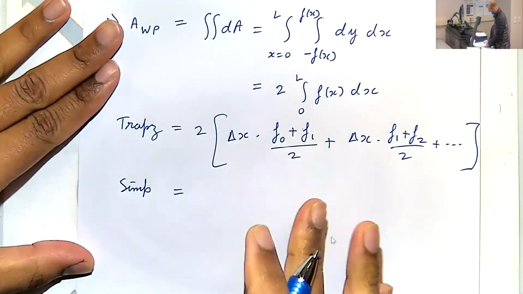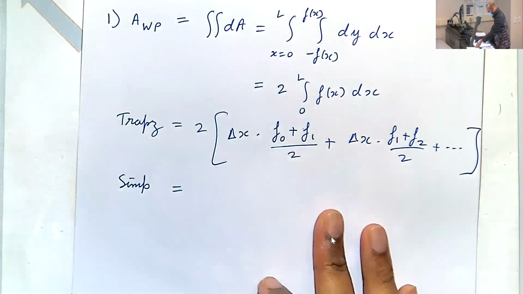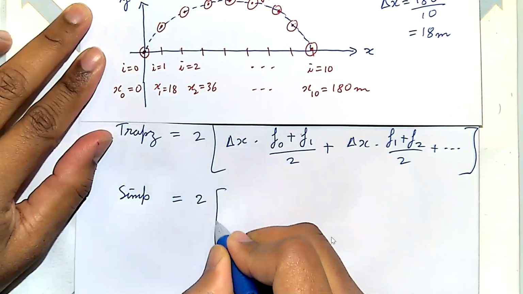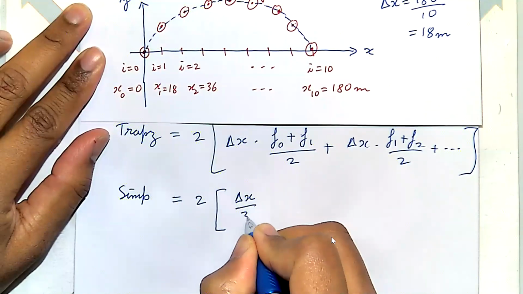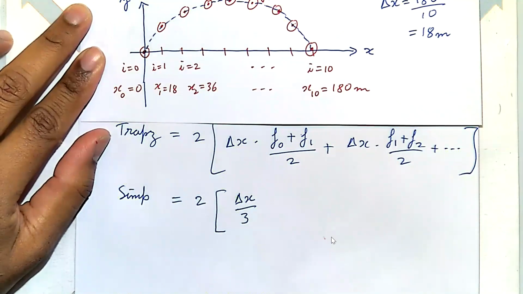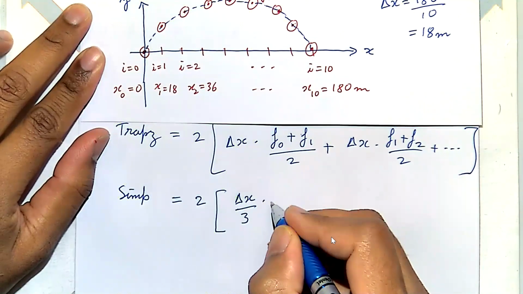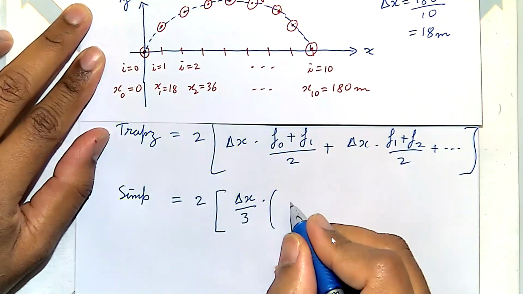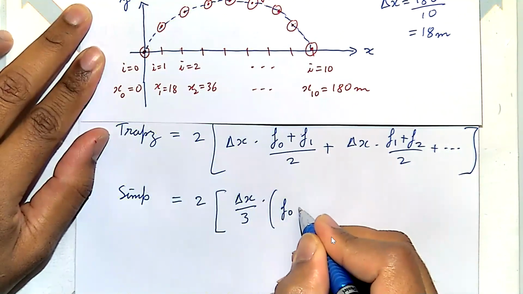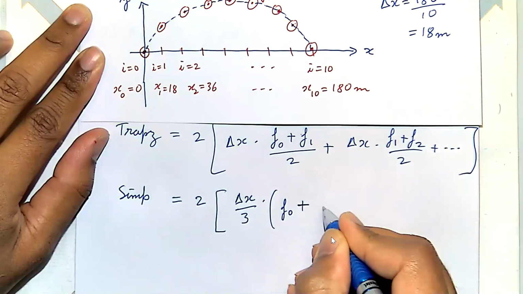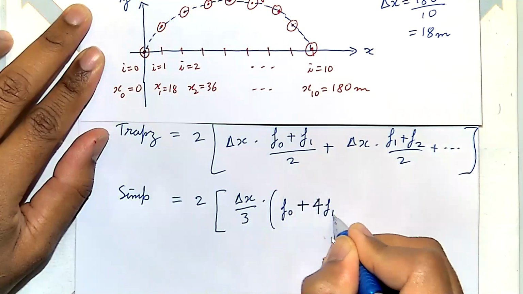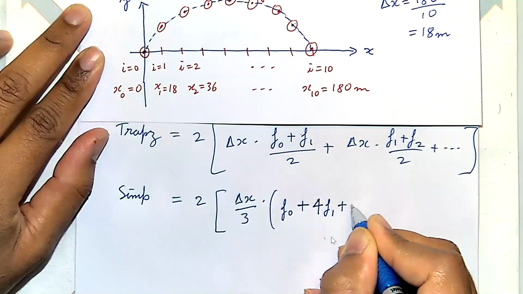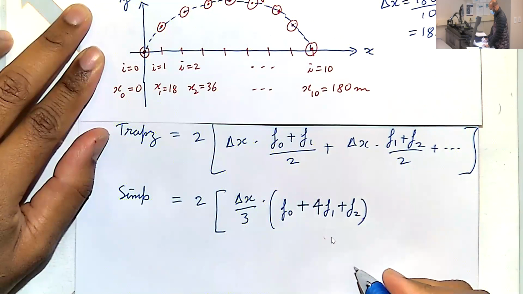Simpson's rule would be what? 2 times delta x over 3 times, in brackets, I guess, F naught plus 4F1 plus 2F2. Just F2. Just F2. All right, next one.